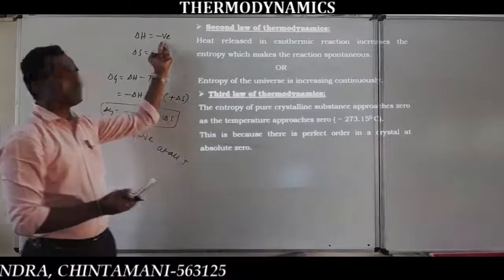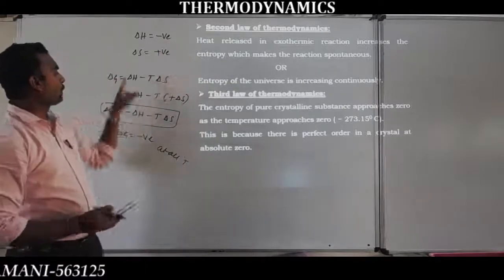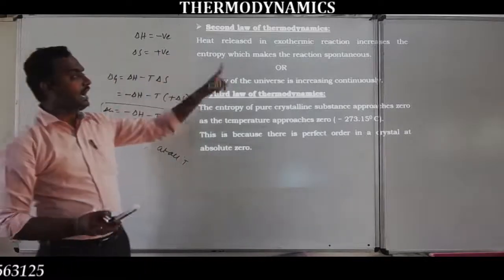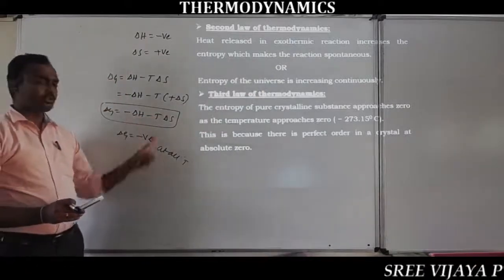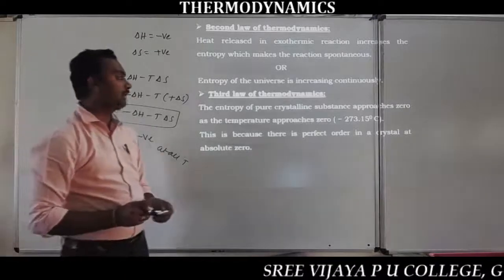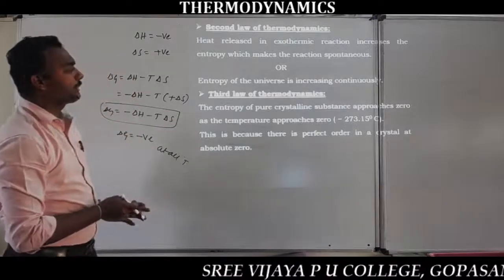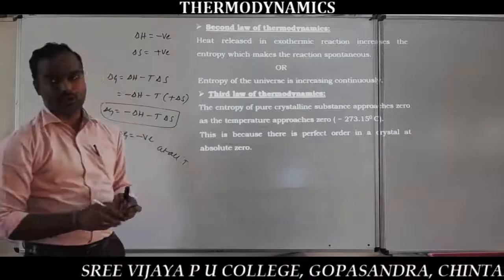Heat released, delta H is negative in an exothermic reaction, increases the entropy. Delta S is positive and makes the reaction spontaneous. Delta G is negative at all temperatures. So therefore the reaction becomes spontaneous. That is the second law of thermodynamics. And also you can say entropy of the universe increases continuously. That is also considered as the second law of thermodynamics.